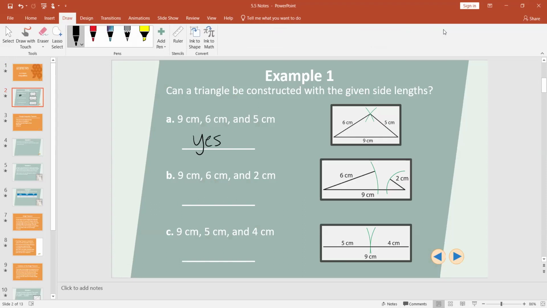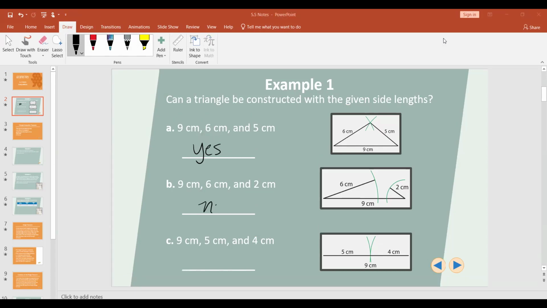So for the second one, if you have 9, 6, and 2 as the side lengths, at no point is the 6 centimeter and the 2 centimeter going to meet in a way that creates a vertex. Even if it goes all the way down, this one's going to go down and intersect the 9 centimeter length here. There's always going to be a space between the two. So one is too short in order for them to meet. So this does not make a triangle.